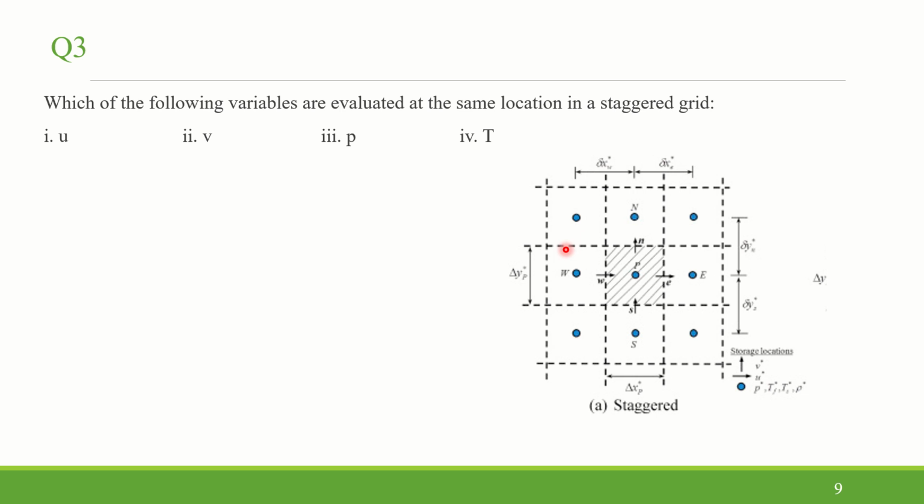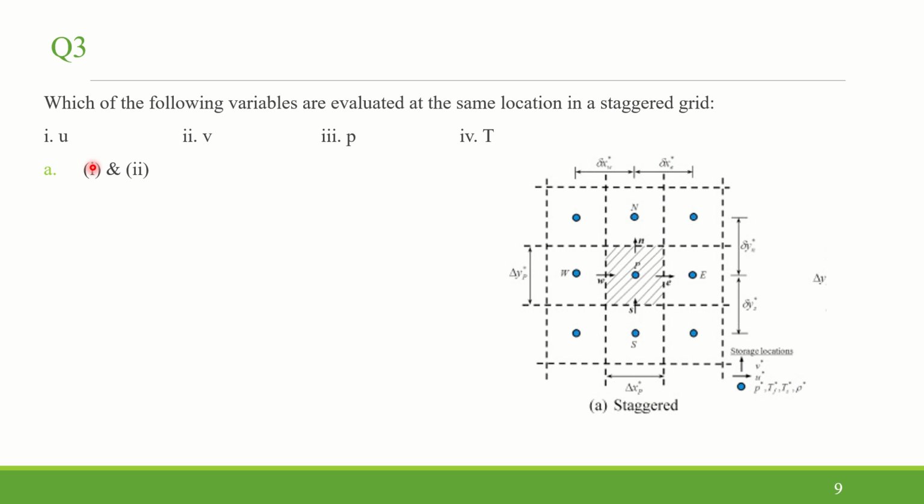So pressure and temperature, these scalars, are evaluated at the same location in a staggered grid, whereas the vectors u and v are calculated at different locations. So here u velocity and there v velocity, those kinds of things are being evaluated at different locations, whereas scalars like pressure and temperature are calculated at the same positions. So now let us look at the options first.